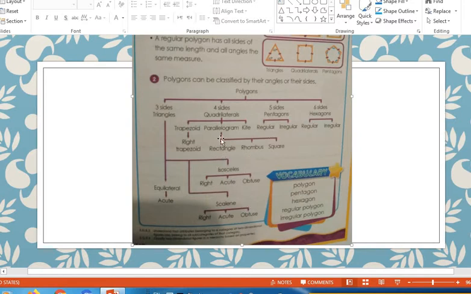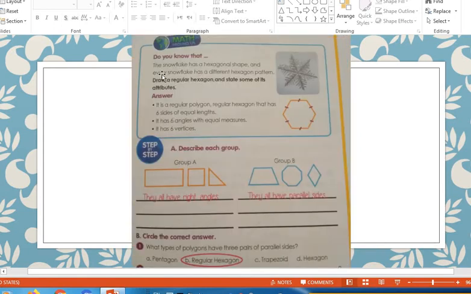After this, I have four sides, quadrilateral. Maybe it's a trapezoid, parallelogram, or kite. A trapezoid may be a right trapezoid. A parallelogram may be a rectangle, rhombus, or square. Five-sided pentagons may be regular or irregular. Six-sided hexagons may be regular or irregular. Do you know that the snowflake has a hexagonal shape and every snowflake has a different hexagon pattern?